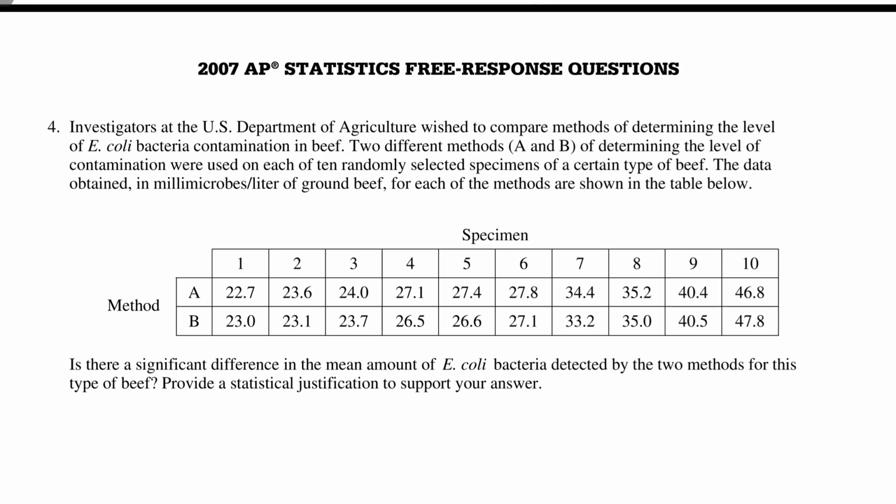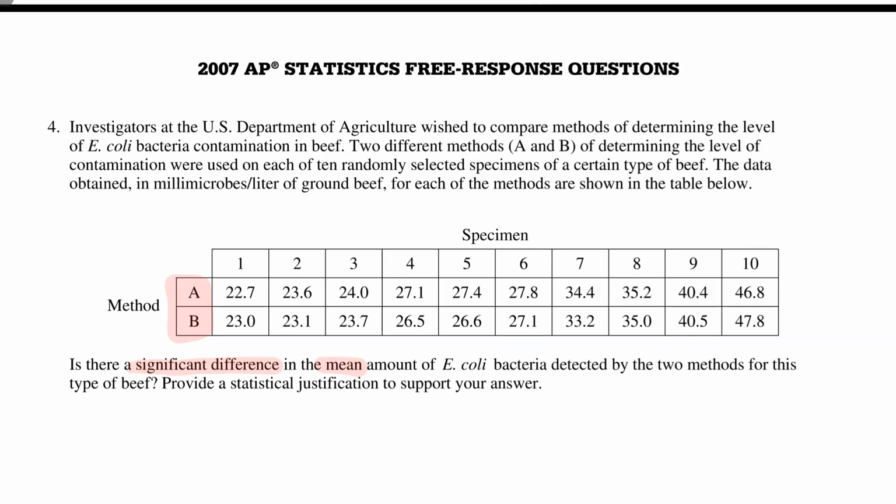Number 4 brings us back to one of the tests that we haven't seen that much of. So if you first look at it, you see, oh my goodness, we have 2 different methods, and we're looking for significant difference, providing statistical justification. So hopefully we're already thinking maybe a 2-sample t-test for means. Looks like we have quantitative data, they've mentioned the word means, and we have 2 groups.